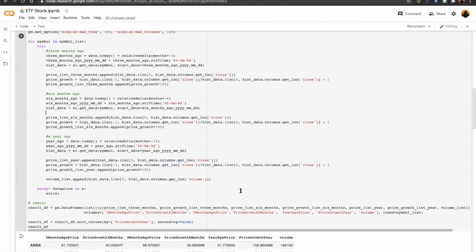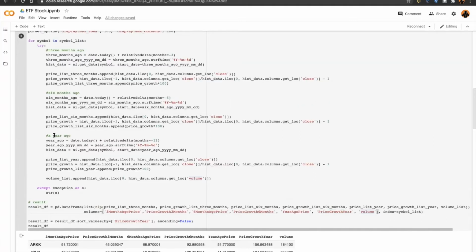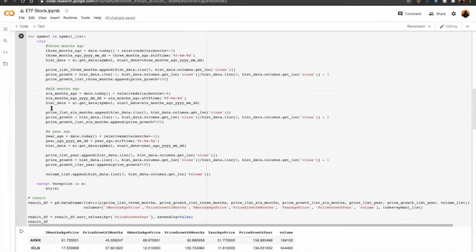Also, I check the volume. Here is the price 3 months ago, and then the price growth over 3 months. And this is the price 6 months ago, and then the price growth over 6 months. Likewise, this one is a year ago, and then how much the price grew over 1 year, and the volume. So that's how I made this program.